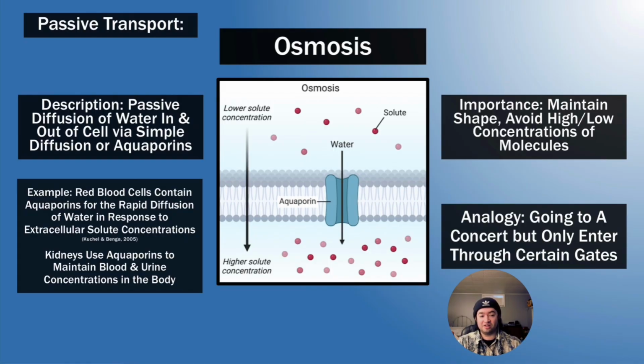So, going along with the analogy from earlier, say you're going to a concert. And you don't need a ticket, so there's no real barrier, but you can only enter through certain gates. The gates, of course, representing aquaporins.